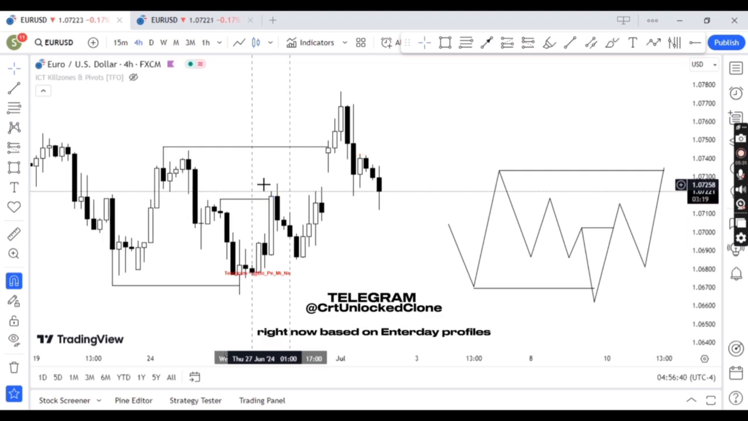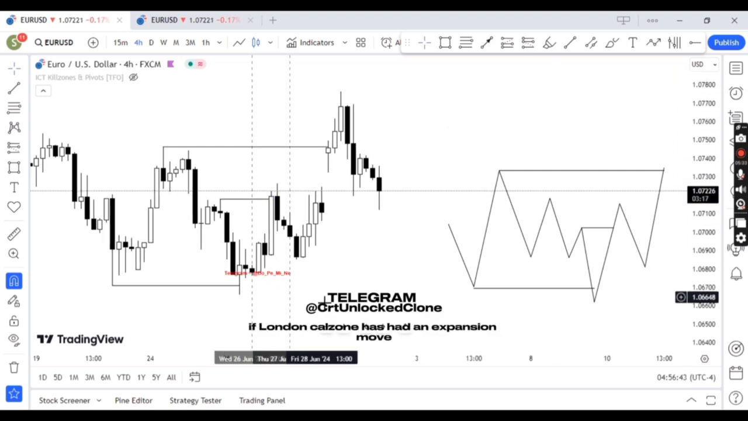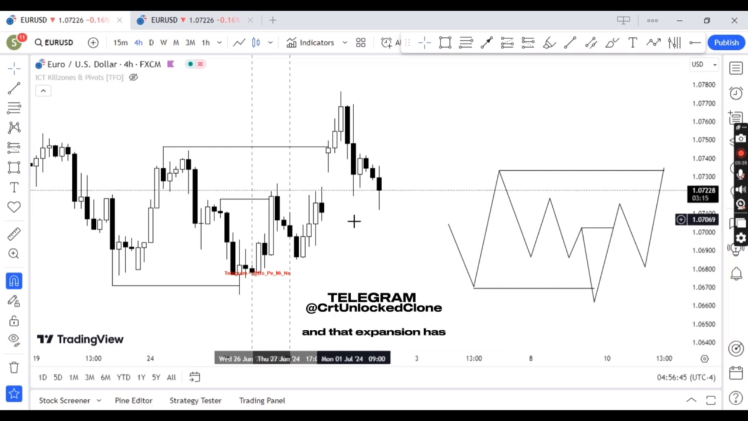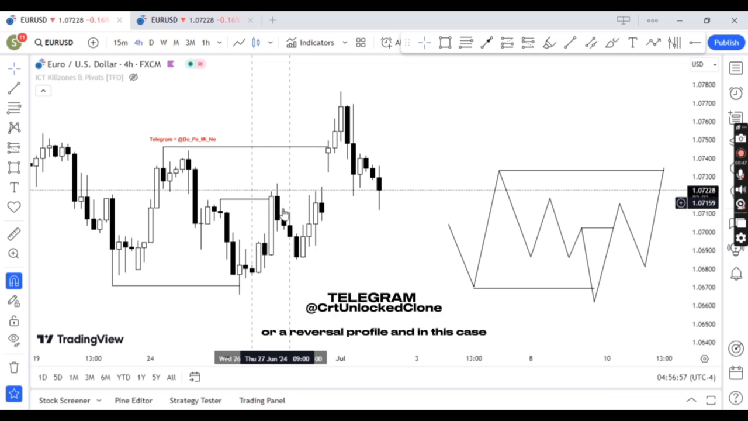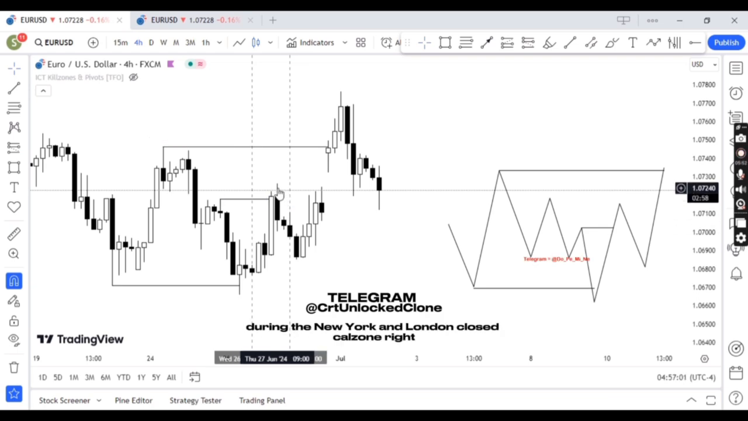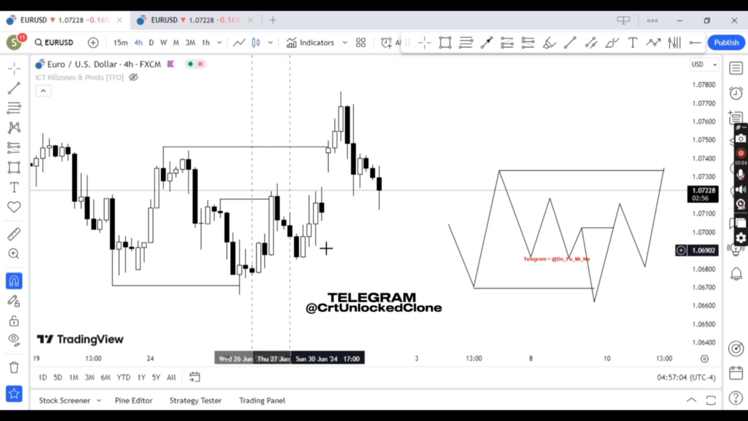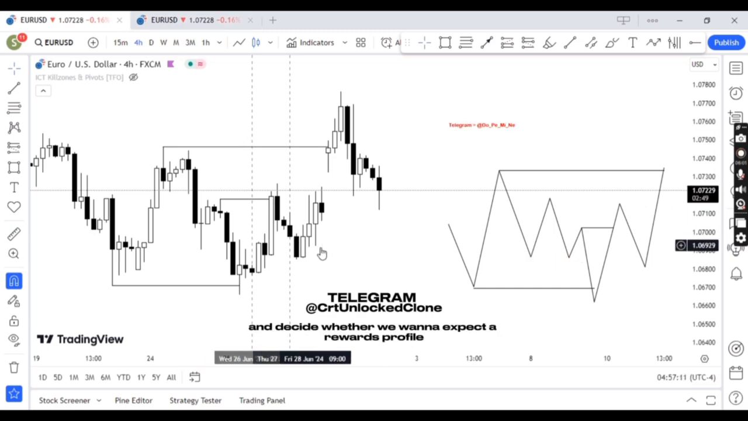Now based on intraday profiles, if London kill zone has had an expansion move and that expansion has now tested a higher time frame key level like this, then during New York or London close kill zone, we can expect either a retracement profile or a reversal profile. And in this case, I expected a retracement profile during the New York and London close kill zone, right? Our first objective is to expect a retracement profile, and then we're gonna see the price action on the lower time frame and decide whether we want to expect a reversal profile, right?